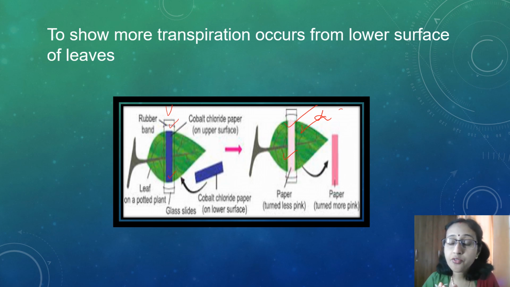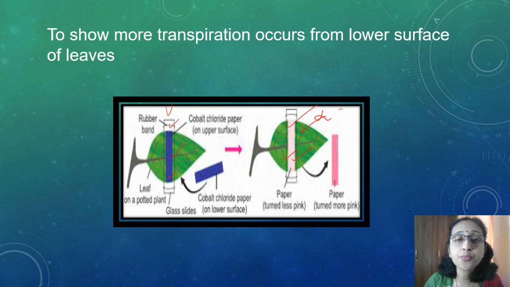We leave it in open sunlight for 2-3 hours. As these leaves are already attached to the plants themselves, there is no question of taking the potted plant outside or inside. The pot is already kept in the sunlight for 2 to 3 hours. So after 2 to 3 hours, what is happening? We can see in the observation that the cobalt chloride paper attached to the upper side of the leaf is slowly turning pink, whereas the one on the lower side of the leaf has already drastically turned pink.